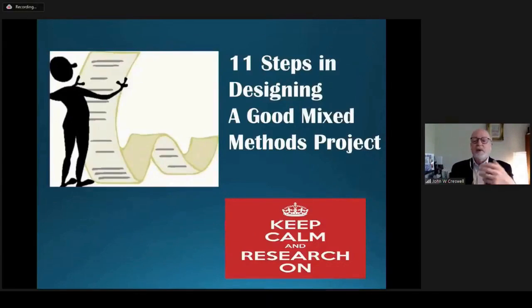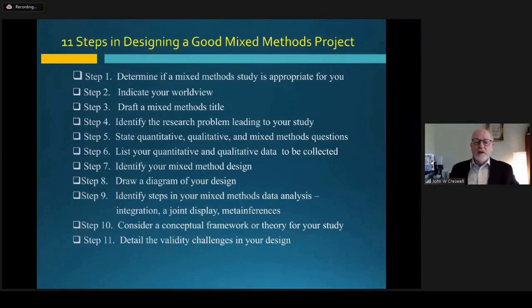Okay, so that's kind of a brief introduction to mixed methods research. And now I want to go into 11 steps in designing a good mixed methods project. And here are the 11 steps I'm going to go through one by one, and I'm going to give you illustrations of each. First, determine mixed methods is appropriate. This is a good methodology to use.